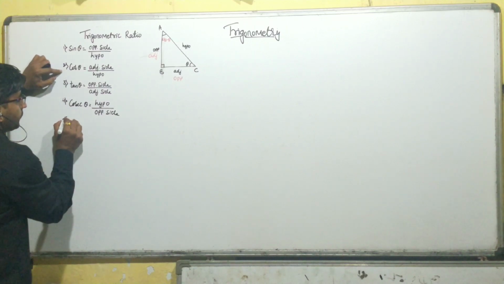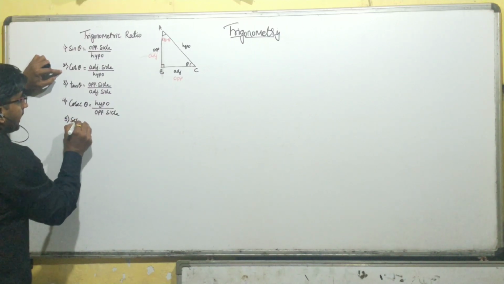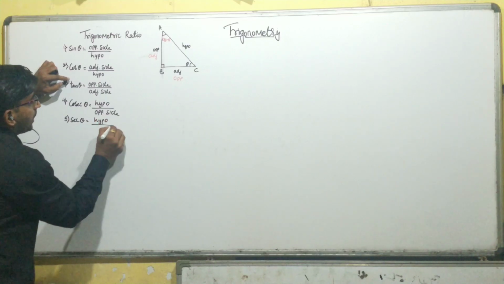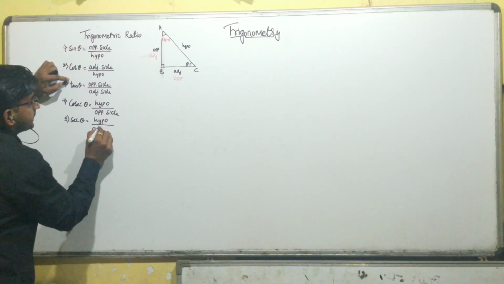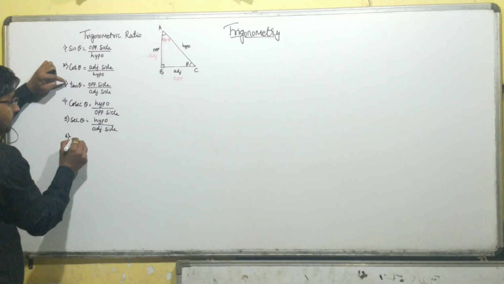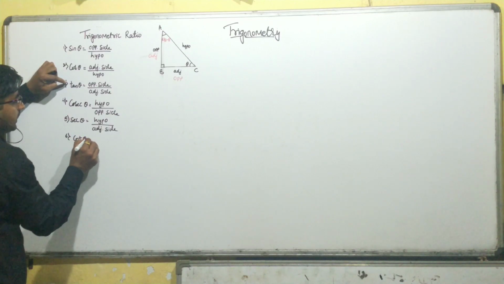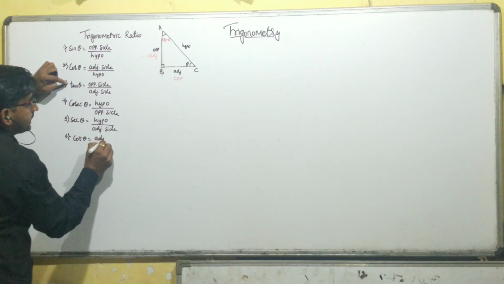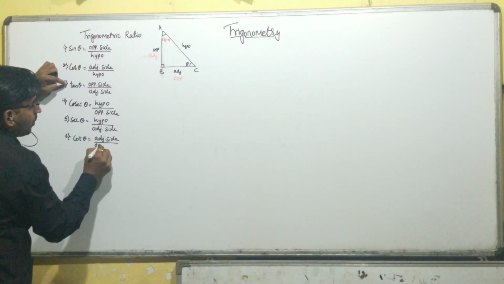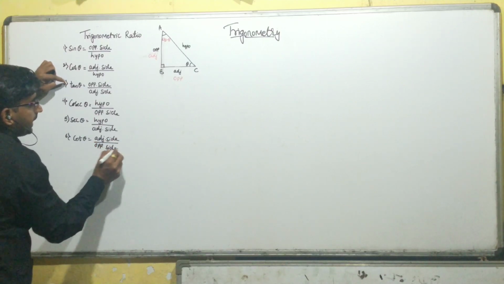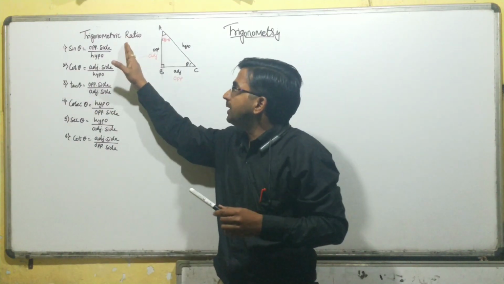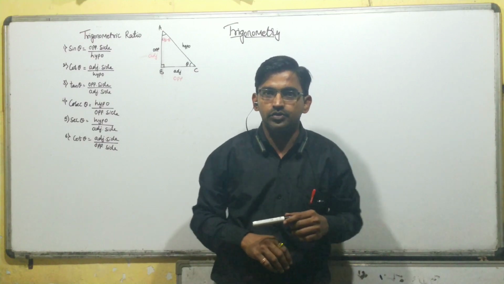Now the fifth one is sec theta. Sec theta is hypotenuse upon adjacent side. And the sixth one, cot theta, is equal to adjacent side upon opposite side. This is how we can get all the basic trigonometric ratios.